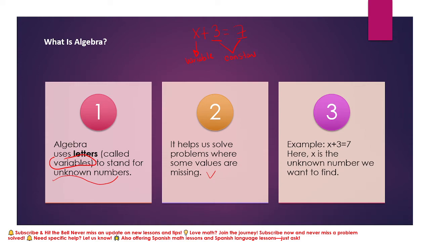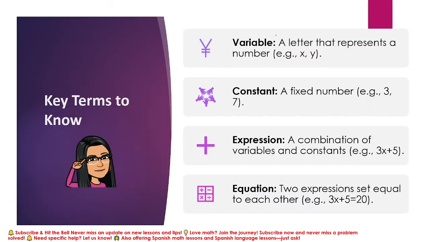And this is called an equation. x plus 3 equals 7 is called an equation. Why? Because it contains the equal sign. That's why it's called an equation: equal sign. And we're going to be solving equations which are going to have variables and constants. Okay, so that's the first part.